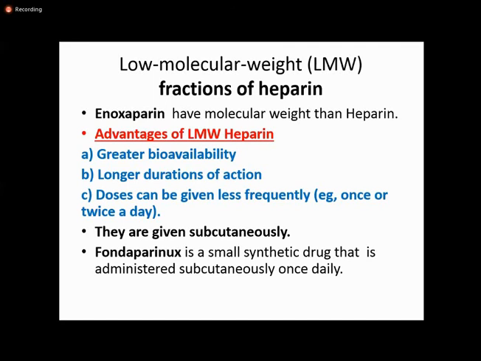What are the advantages of using low molecular weight heparin? In our cardiac unit, in our clinical setup, generally we are using low molecular weight heparin. Why? Because it has greater bioavailability and longer duration of action. Doses can be given less frequently, once or twice a day, which favors patient compliance. They are given subcutaneously. Another example is fondaparinux, a small synthetic drug that is administered subcutaneously once daily.